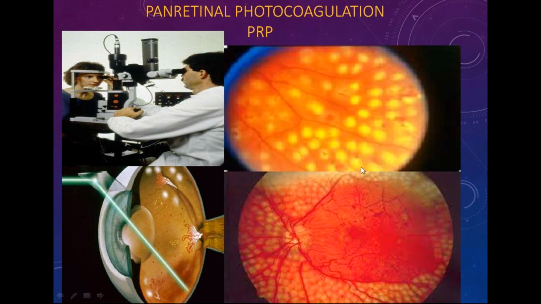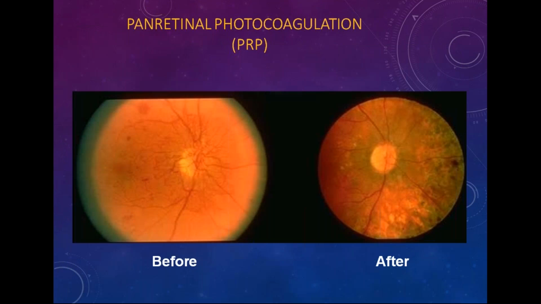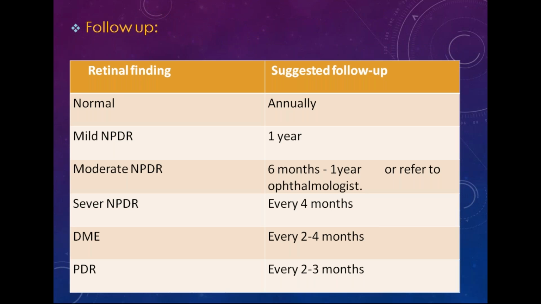You can combine it along with PRP. You can give intravitreal anti-VEGFs, that is Avastin, that is bevacizumab, ranibizumab, and so on. Bevacizumab is Avastin, ranibizumab is Lucentis.